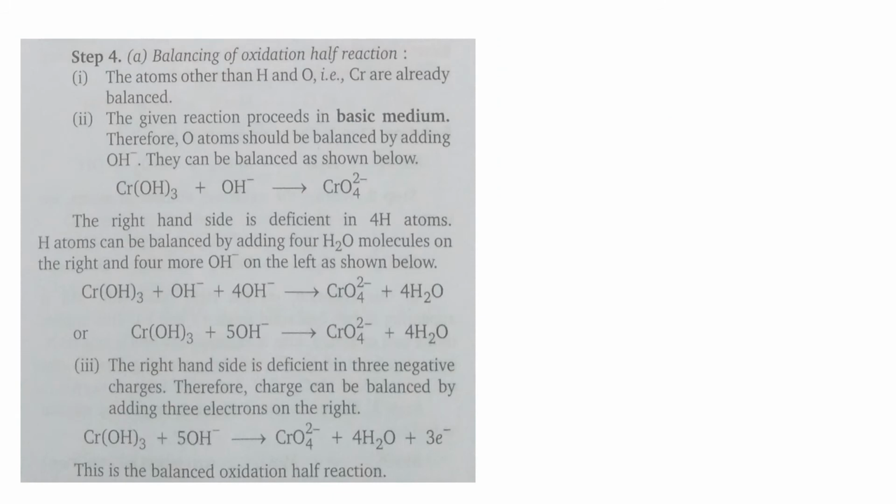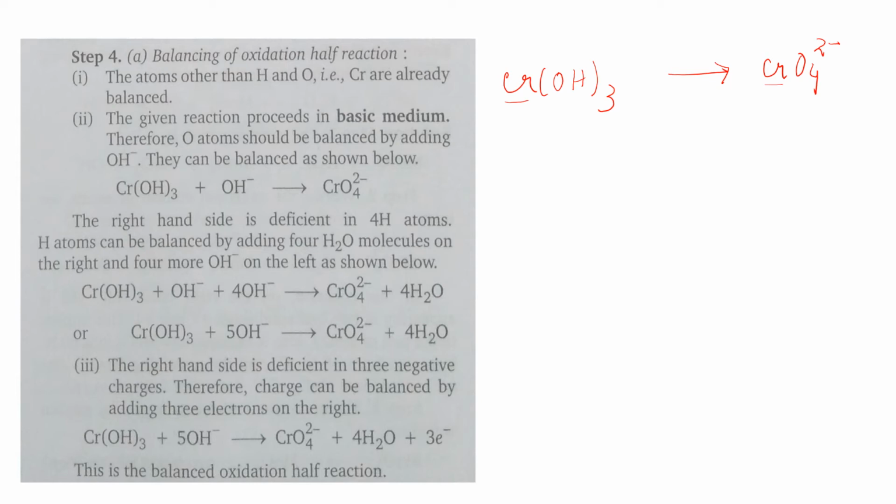Now first, balance the oxidation half reaction. So what is my oxidation half reaction? Cr(OH)3 is giving you CrO4 2-. Now leave a space in between so that if you want to add something, you can add it here. Now first you have to see for the chromium whether it is balanced or not. Chromium in the left hand side is 1 and the right hand side is also 1. So I can straight away go for oxygen and hydrogen.